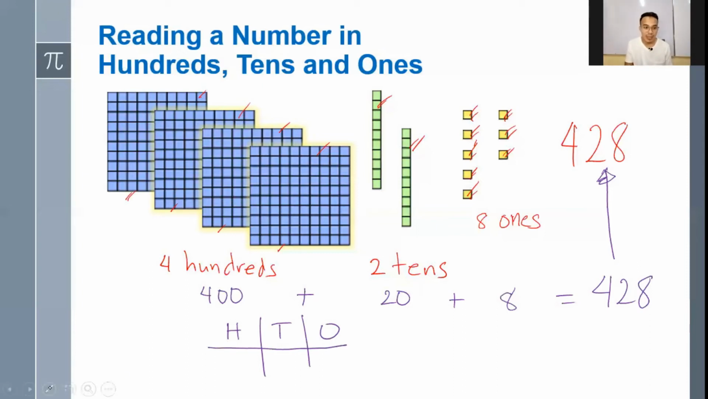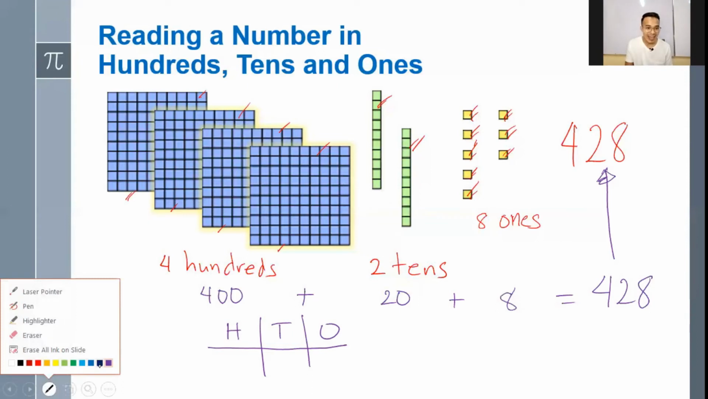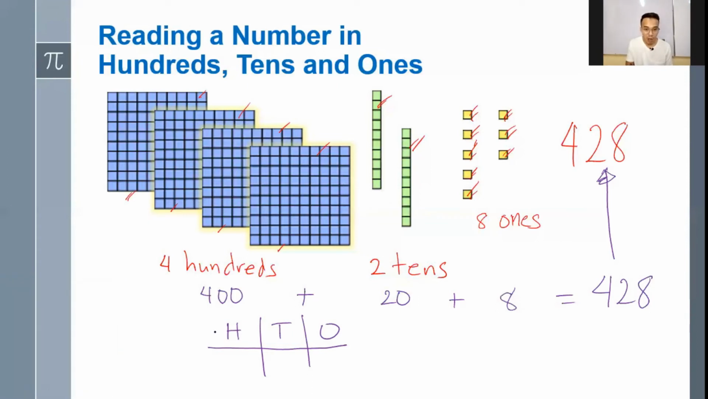In each column, this is the hundreds place. How many hundreds do you see? There are only 4 hundreds, so you write here number 4. How many tens are there? There are only 2 tens, so you're going to write here number 2. And how many ones do you see? There are only 8 ones, so you're going to write here 8. So the number formed is 428.